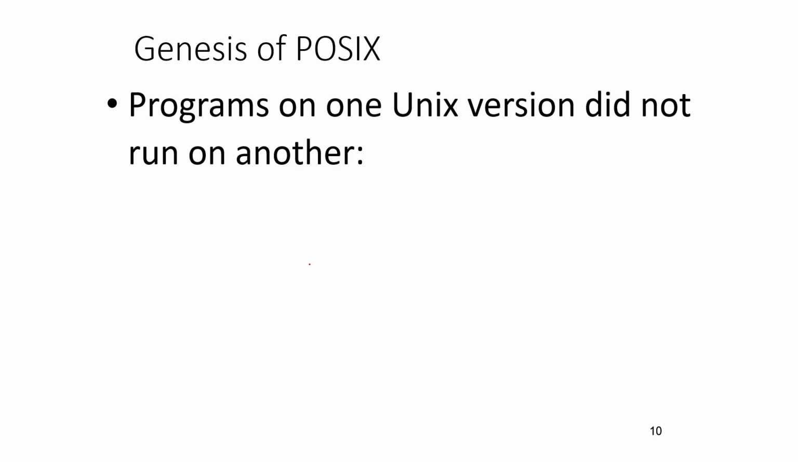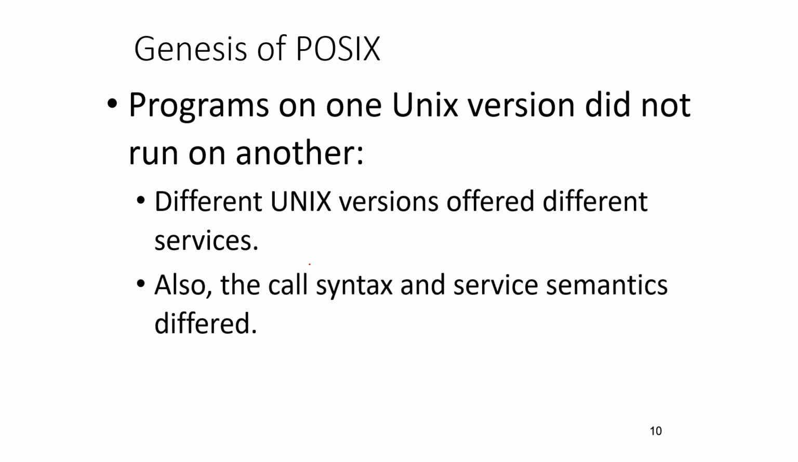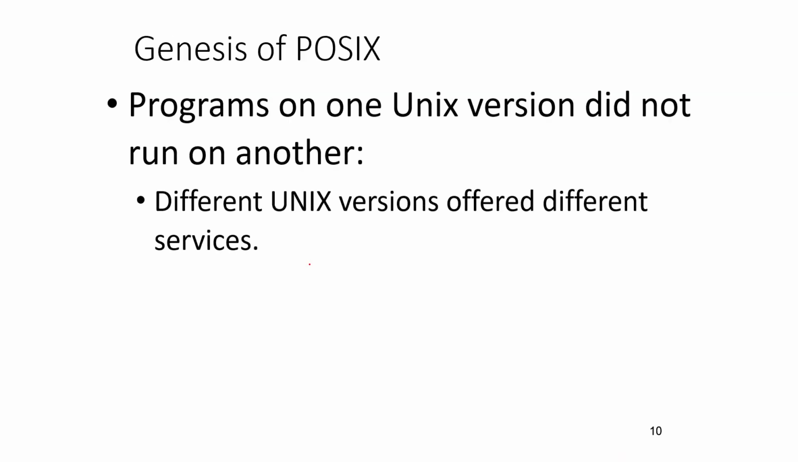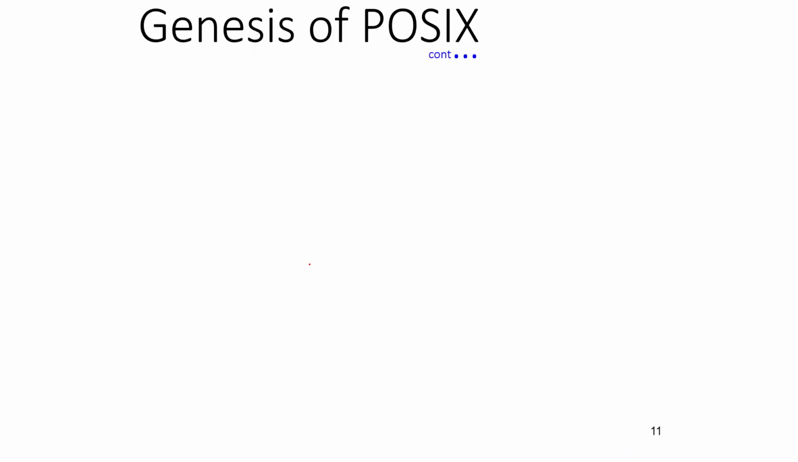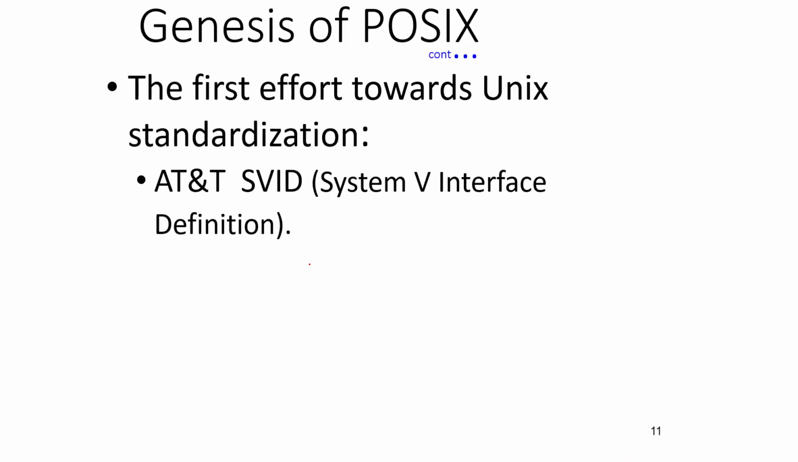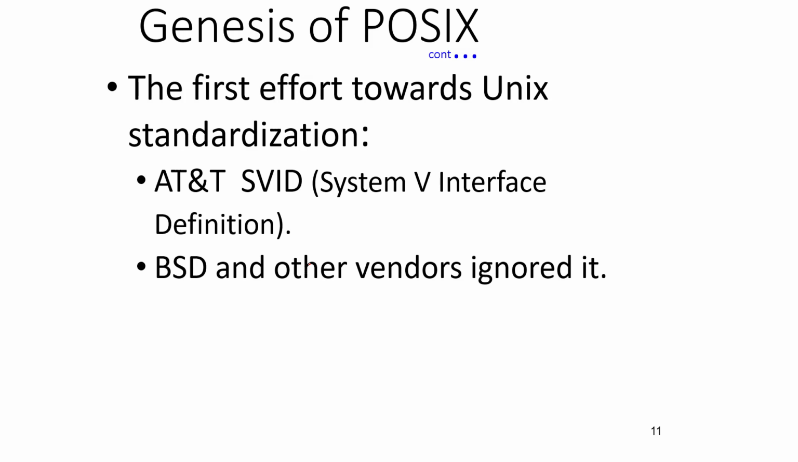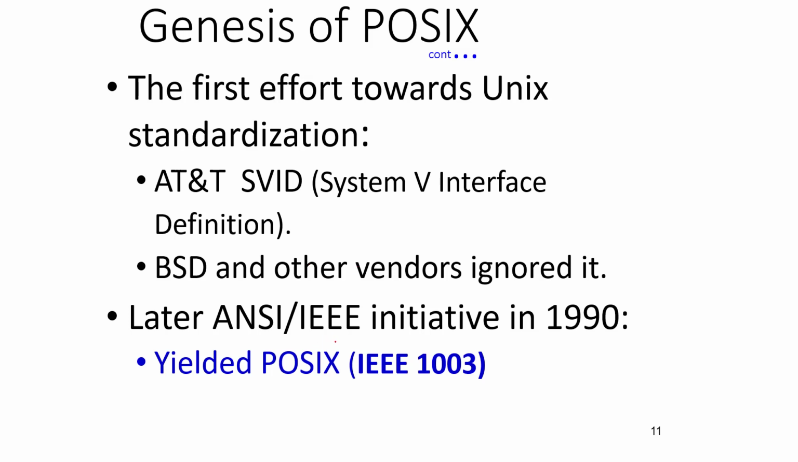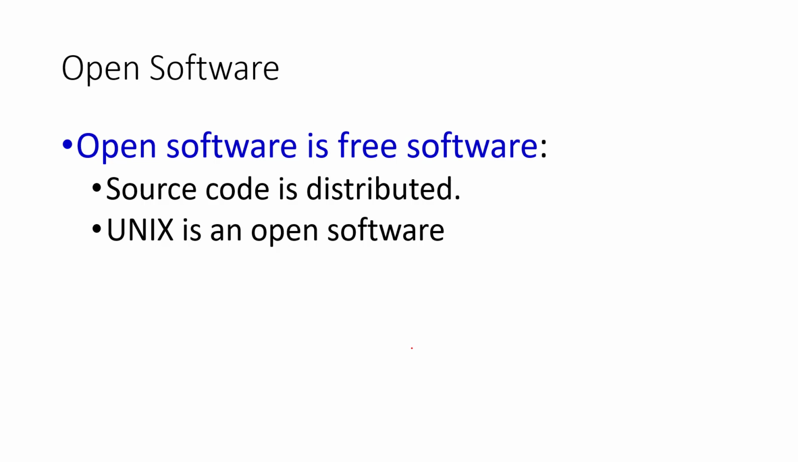Now, coming to POSIX. Programs on one version of Unix should ideally run on another. Different Unix versions will offer different services. The syntax and service semantics used to differ. So the standard version had issues. The first effort towards Unix standardization was made by AT&T with the System 5 interface. It is just that at that point, in the Unix community there was a fork. System 5 and AT&T went in a separate direction, and the developers of the Berkeley Unix went in a separate direction. But then IEEE took an initiative in 1990, and this yielded the first POSIX standard, IEEE 1003.